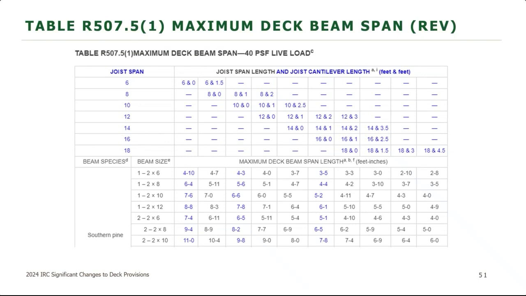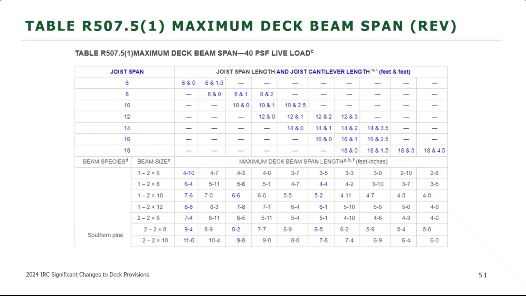If you go to the right there, you'll see the third row is where you first get into the 10-foot joist span. So if you have a 10-foot joist span with no cantilever, you would use that column coming down. The next one to the right, if you have a 10-foot joist span with a 1-foot cantilever, you would use that column. And then if you have a 10-foot joist span with a 2.5-foot cantilever, you would then use that column. So as you increase your cantilever, you're going to decrease your beam span as you move through that table.